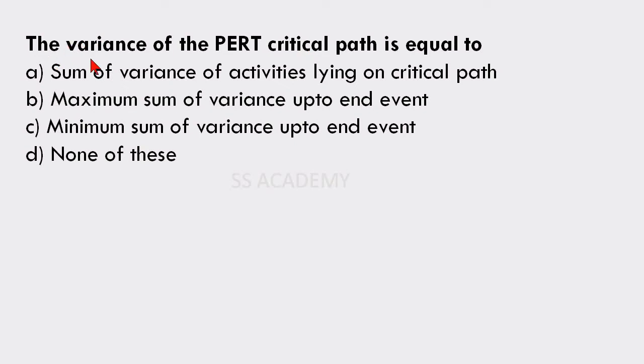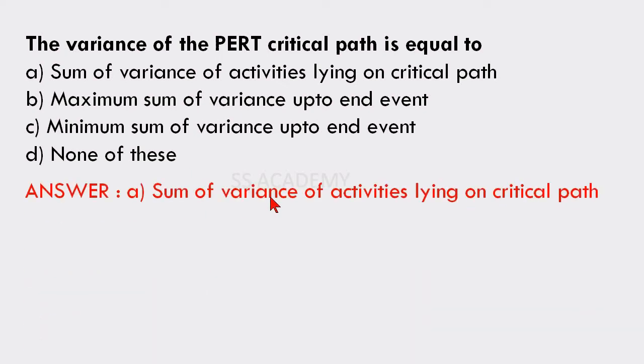Next question is, the variance of the PERT critical path is equal to the sum of the variance of activities lying on the critical path, maximum sum of variance up to end event, minimum sum of variance up to end events, or none of these. The answer is sum of variance of activities lying on the critical path.